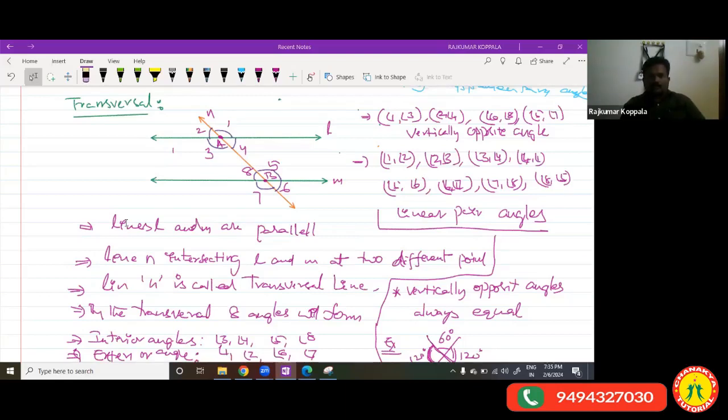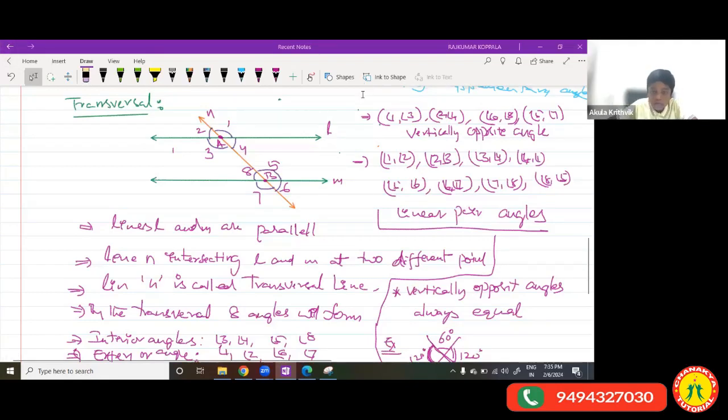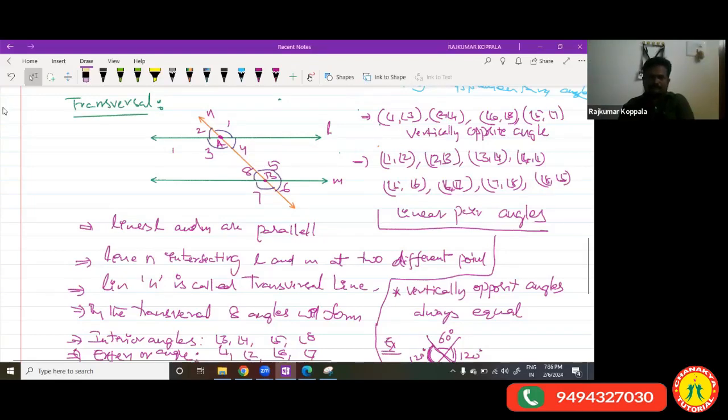Okay. How many angles will be formed with a transversal and two lines? 8 angles. Out of 8 angles, 4 angles are interior, 4 angles are exterior. In this, first we get the vertically opposite angles and linear pair angles also. Vertically opposite angles are always equal. Okay. Still there are many more. First you complete writing this one, then we will discuss the remaining part.